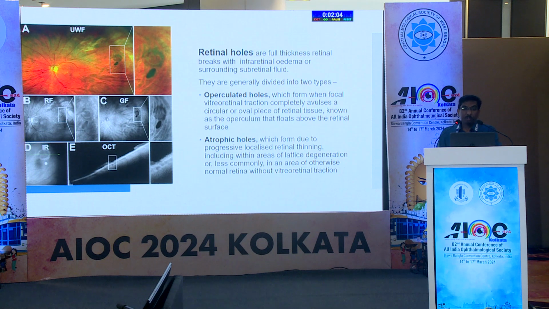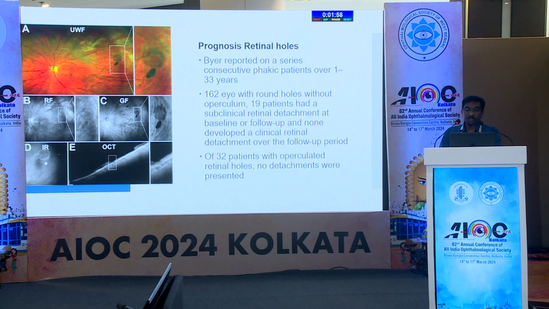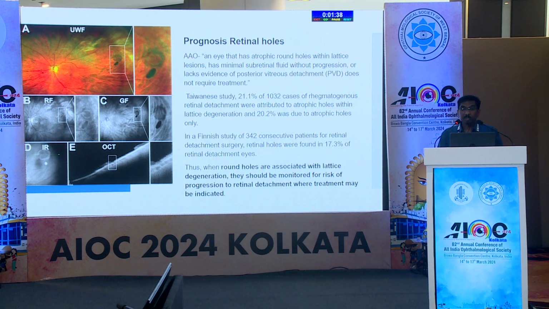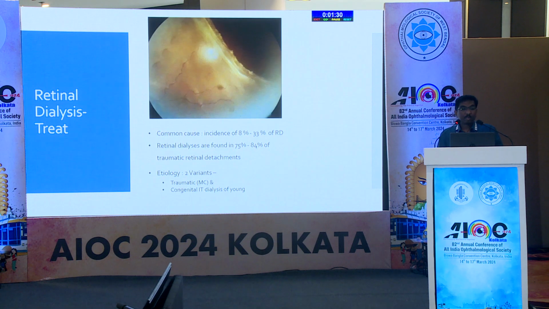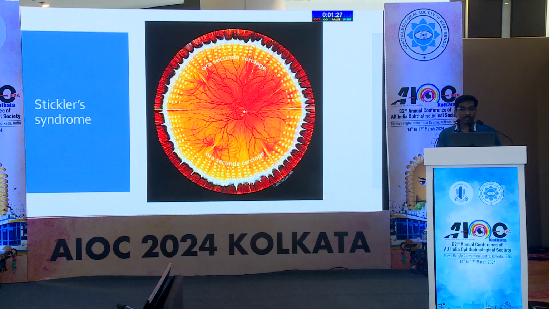When it comes to retinal holes per se, these can be divided into operculated and atrophic holes. In atrophic holes, only 19 out of 162 patients had a subclinical detachment which progressed to a retinal detachment. And of the 32 patients with operculated holes, no patients had a retinal detachment. So they say that you can observe these patients unless there is a PVD. But symptomatic ones you need to treat. Retinal dialysis also we need to treat. And in Stickler syndrome, encirclage with laser can be done.